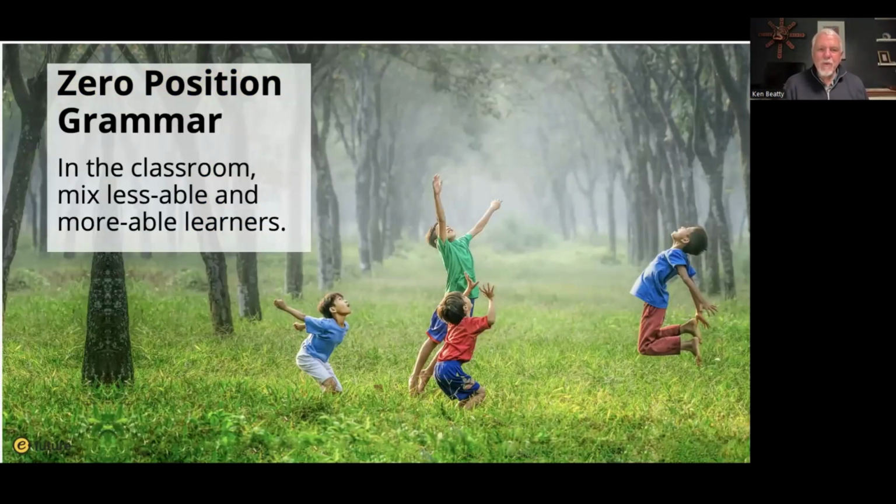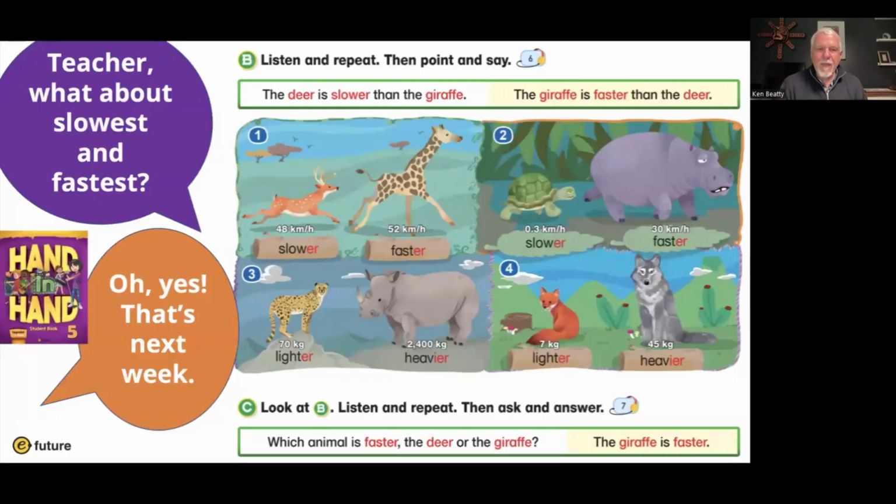In the classroom, you can mix less able and more able learners. The reason why is because the more able ones will help to teach the less able ones. Say, oh, but isn't that unfair to the more able ones? Not at all, because we know that to teach is to learn twice. The more able ones are going to reinforce what they know if they have to explain it to a less able student. So again, just by putting students together, they will help each other a bit more.